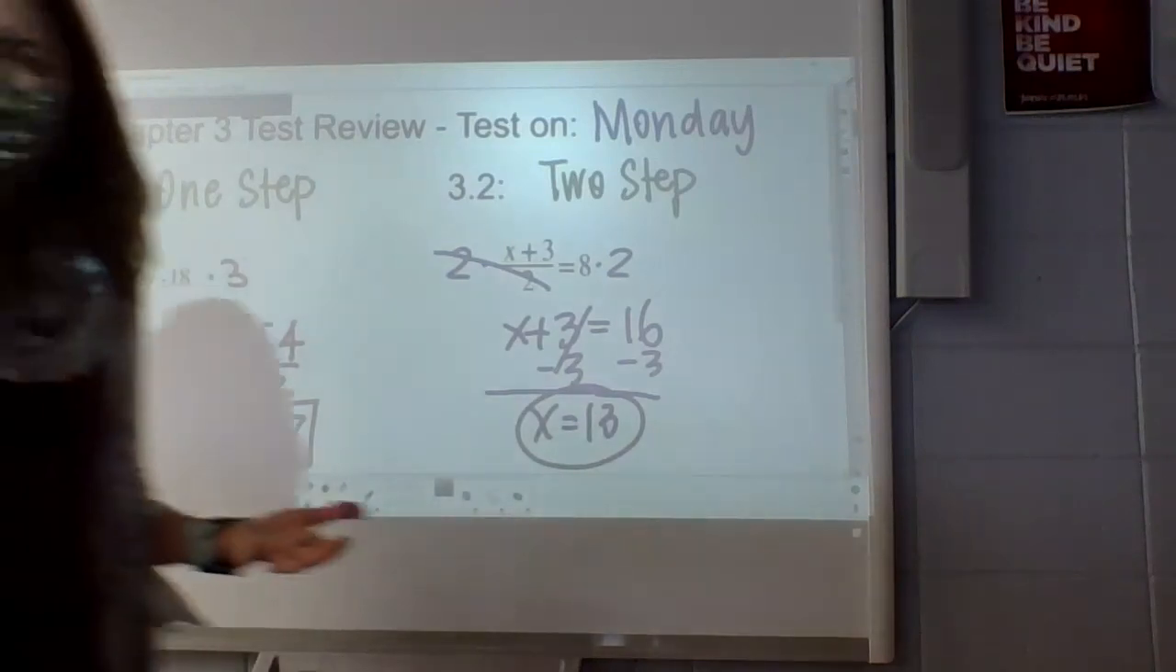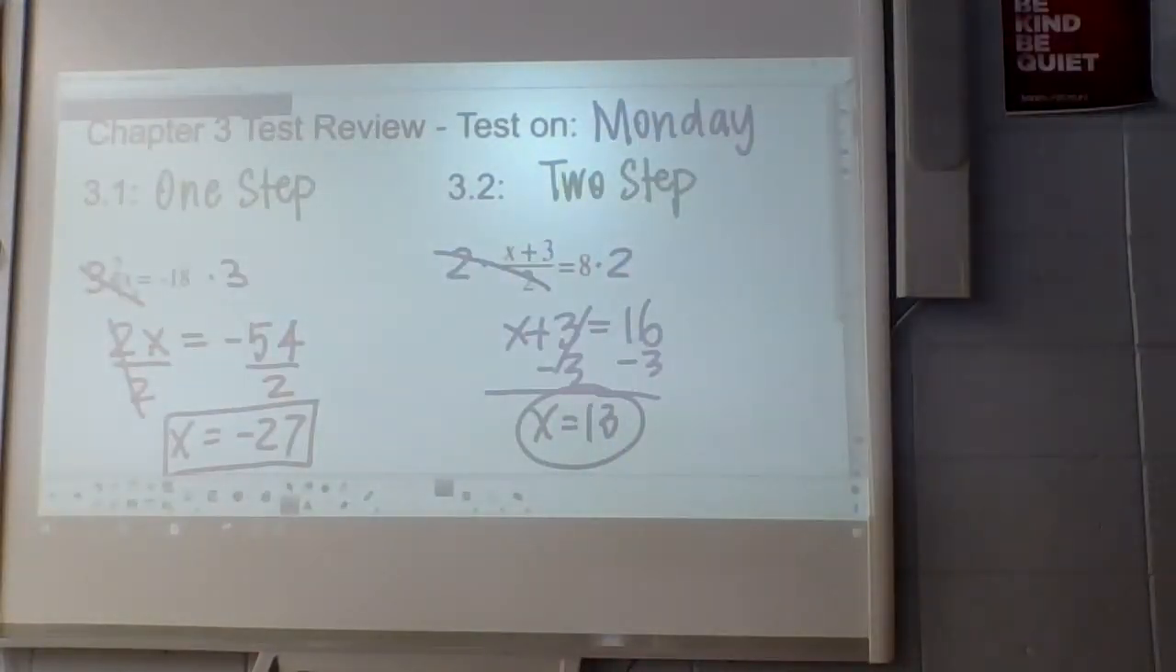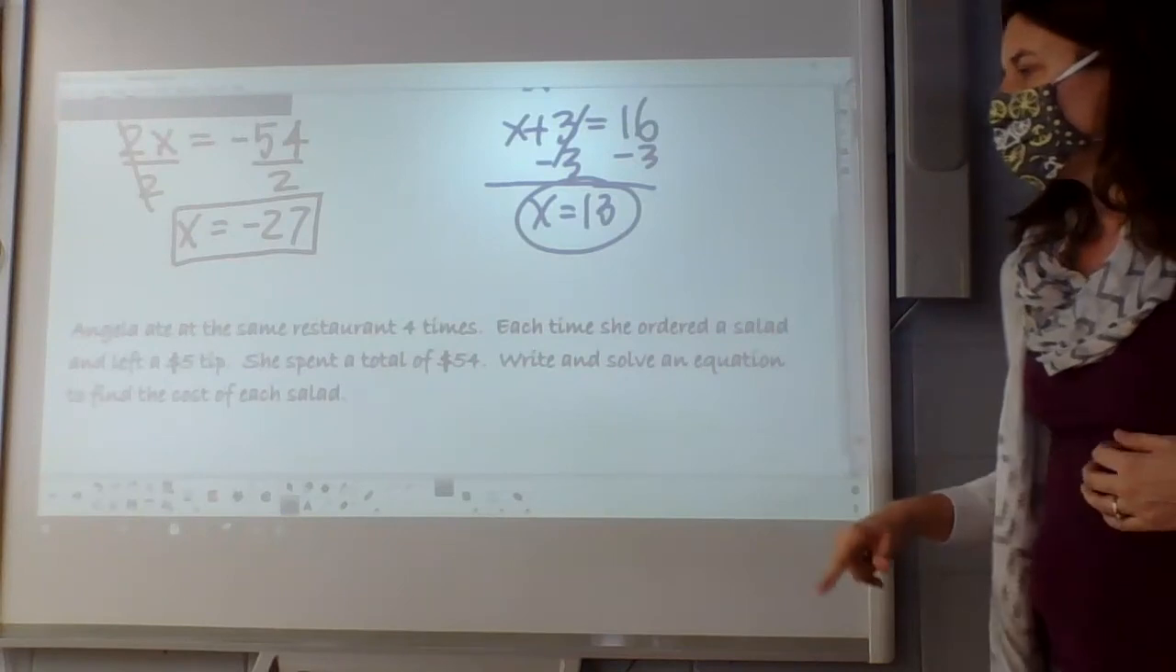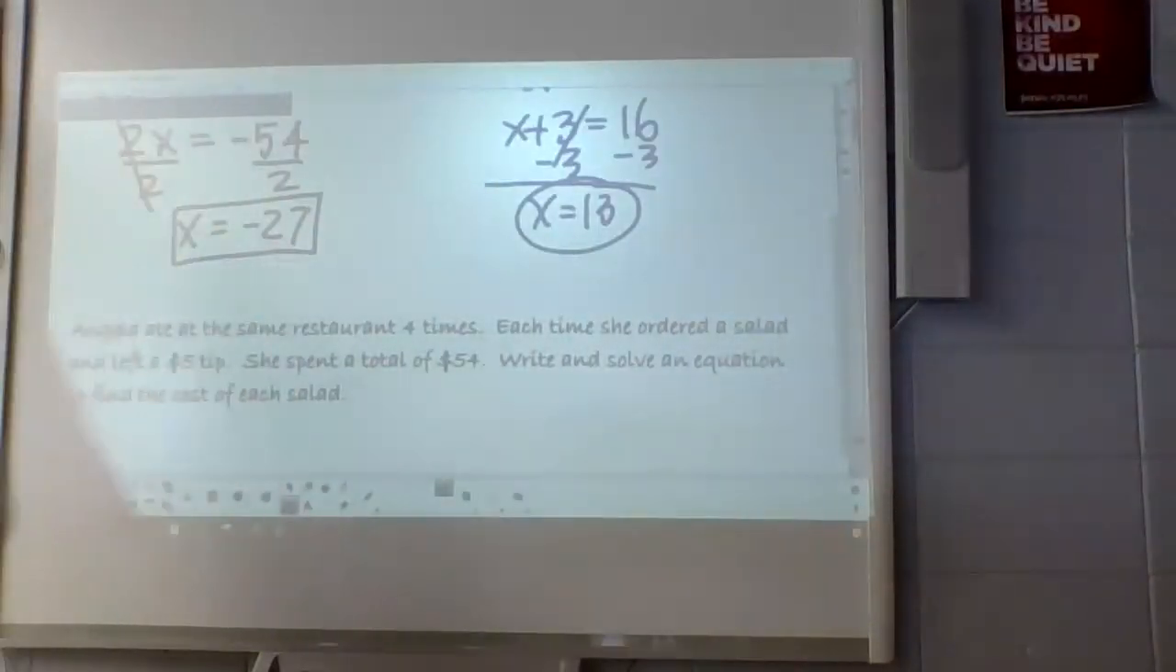So see if you guys can recall how to set up the equation for Angela and figuring out how much each salad costs. I believe that's the situation in this case. So I don't want you to go back in your notes and look it up. I want you to see if you guys can recall how to find that equation or write that equation.